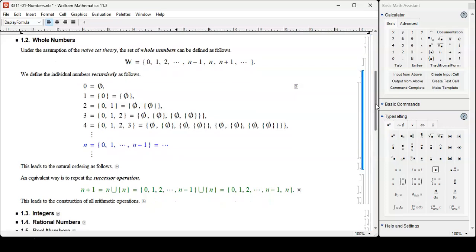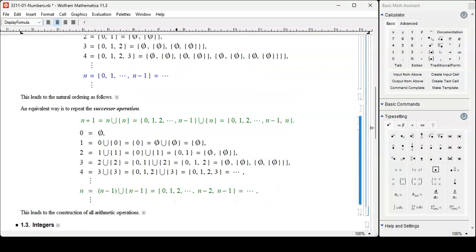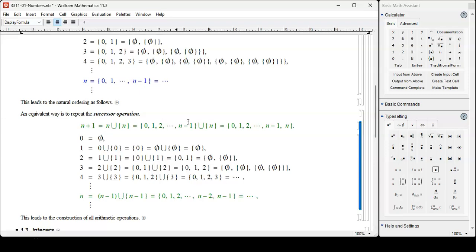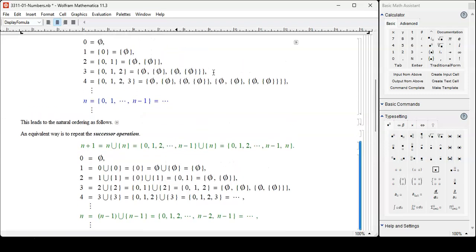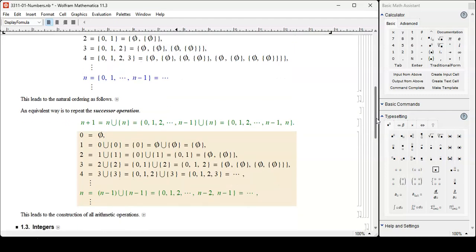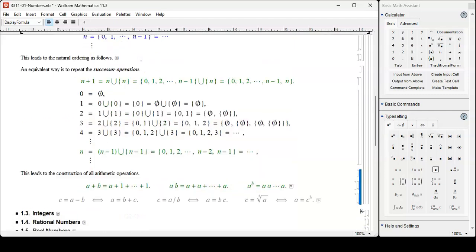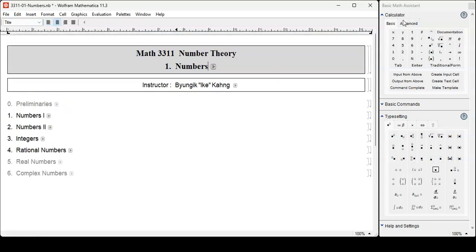Equivalently, we can consider an alternative construction through the repetition of the successor operation, which is logically equivalent to the previous construction, as a matter of fact, but a different viewpoint. But by taking this different viewpoint, you can get all those algebraic operations well defined. That completes the whole number system.